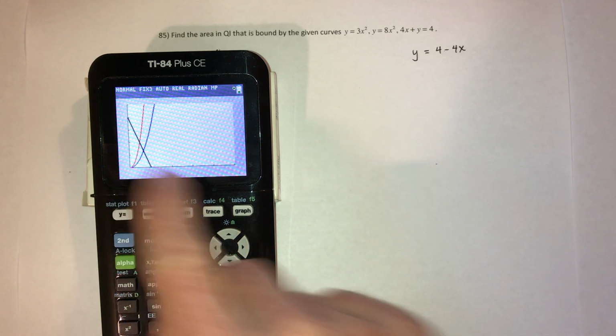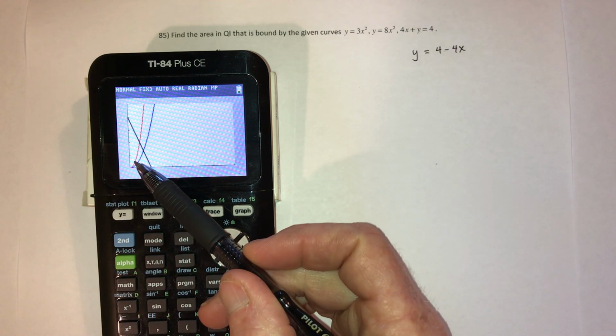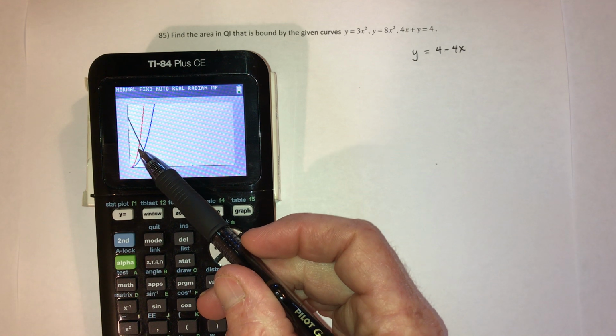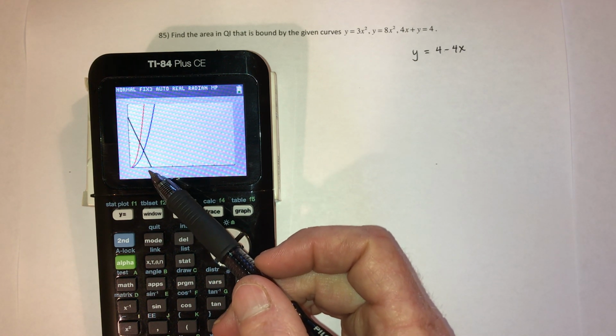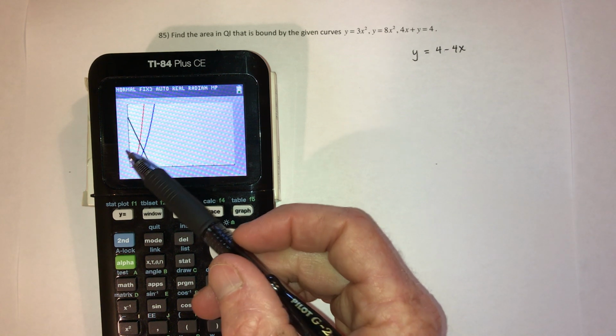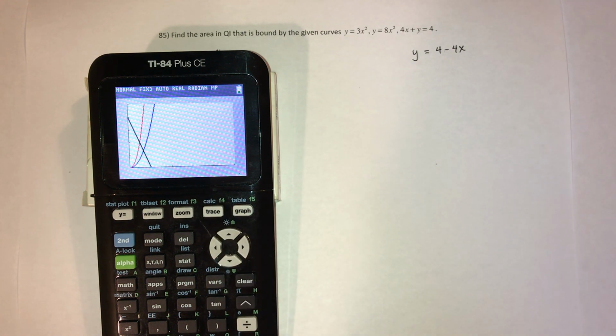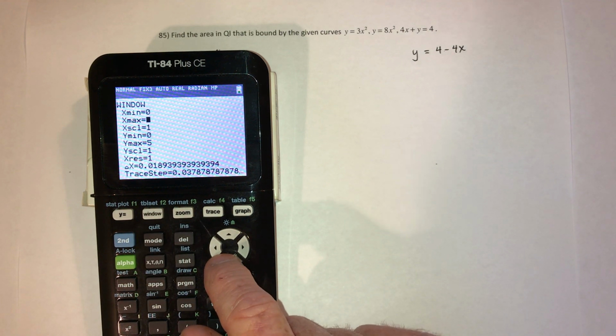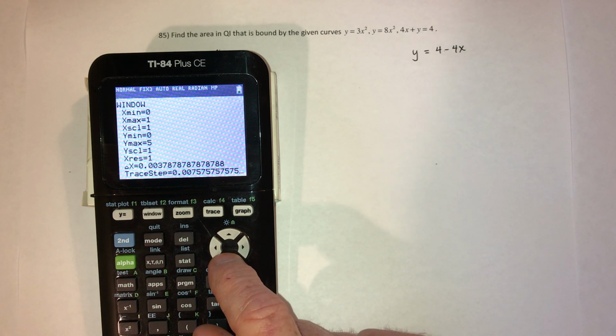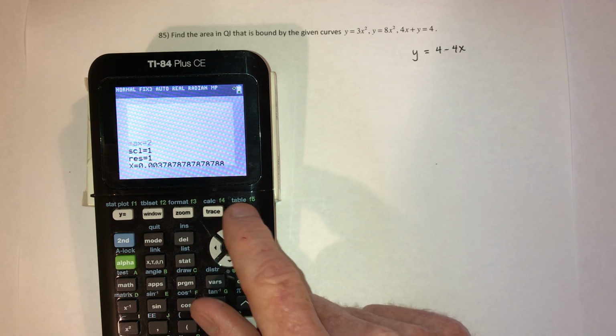So this region right here between the red one, the blue one, and the black one, so this little region right here is what's being talked about. This is x equals 1, and this is y equals 2. So I could zoom in on that area, have x go from 0 to 1, and y go up to 2.